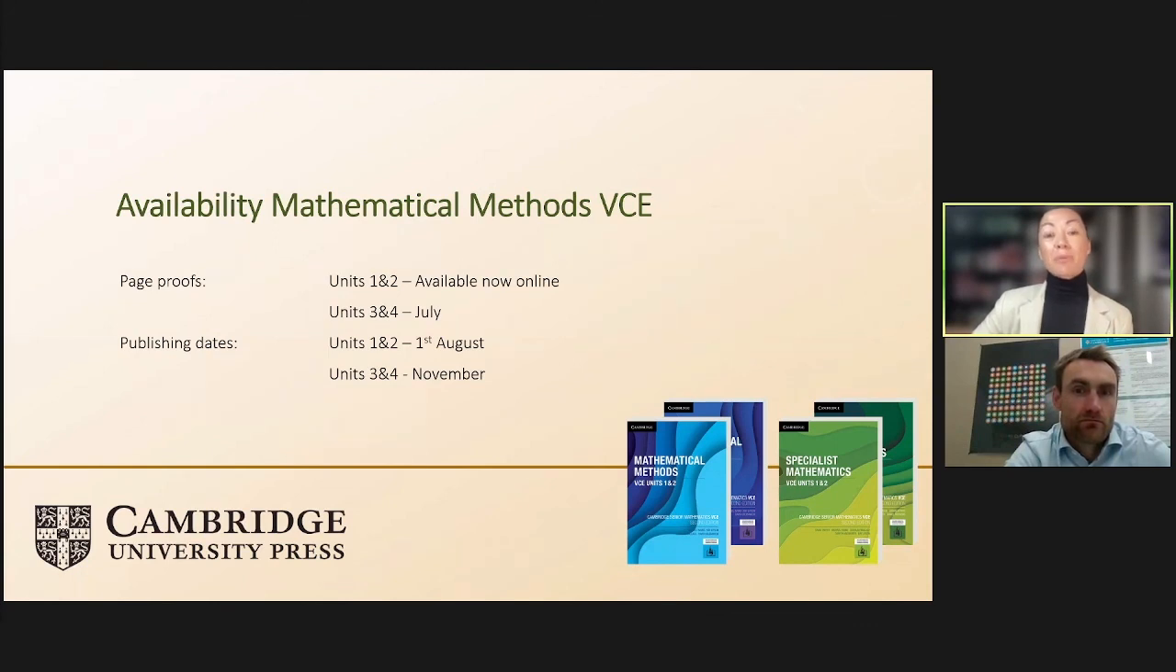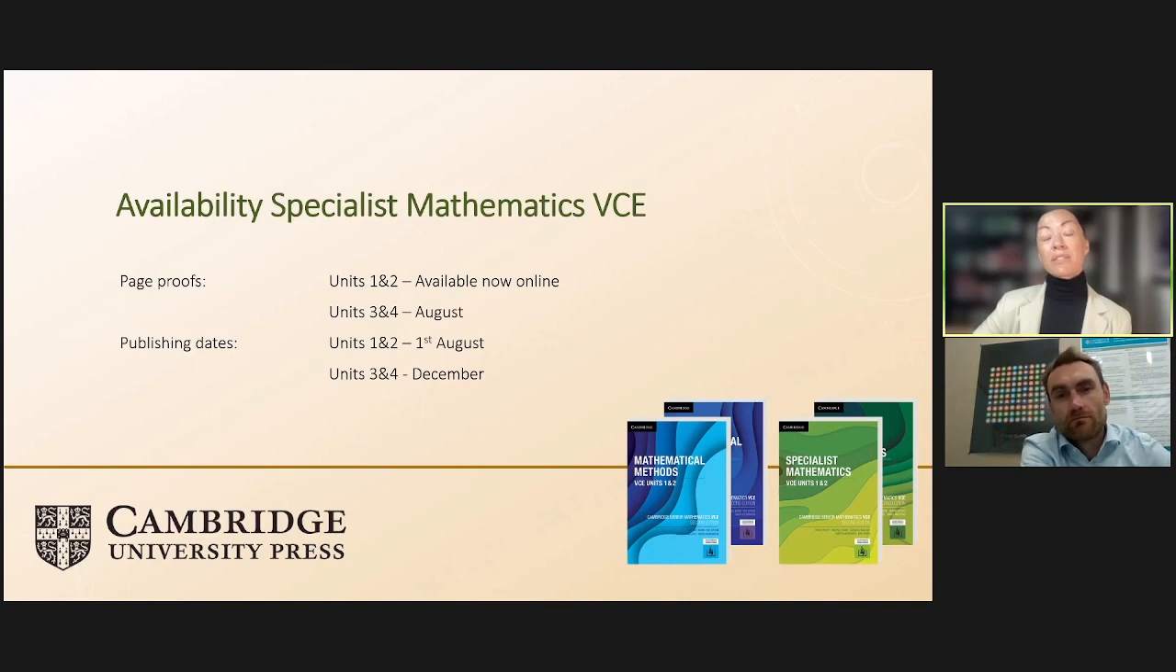So availability, probably the most important thing that everyone wants to know about. Firstly, page proofs. Know that units 1 and 2 for methods are available now, so you can go online and receive those. And also 3 and 4 will be ready in July. So publication dates are looking good. Units 1 and 2, 1st of August, and 3 and 4 for November. So that's great news.